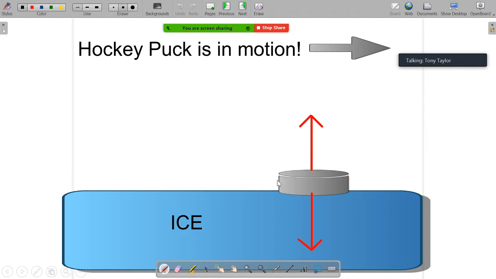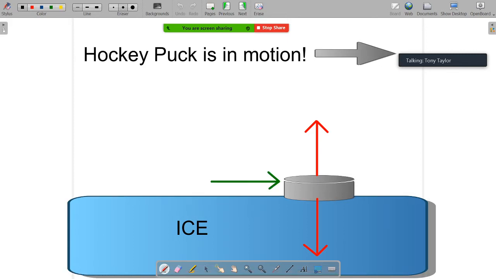Now, imagine at the exact moment that this hockey puck is sliding across this ice, someone comes along and decides to kick the hockey puck. At that moment, we now have an unbalanced force acting on the hockey puck. So since we have an unbalanced force here, this hockey puck will clearly accelerate. It's going to speed up in this direction. Okay, so just something to keep in mind.